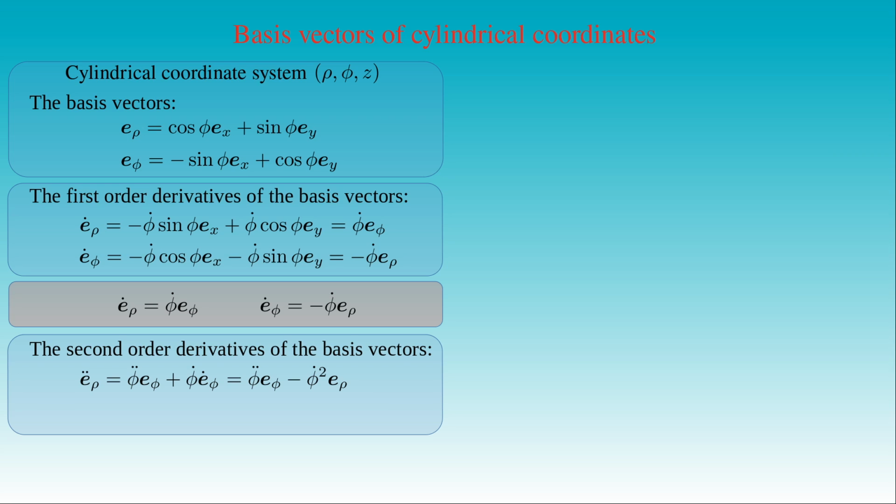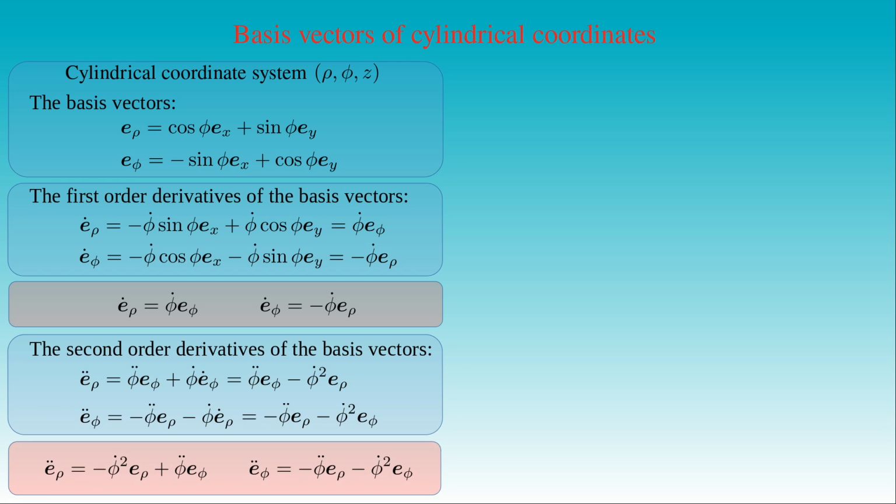The second-order derivative of the basis vector e phi is equal to minus phi double dot times e rho, minus phi dot times e rho dot. Here we can also replace the derivative of the basis vector e rho in the second term with phi dot times e phi. Then the second term can be written as minus phi dot squared times the basis vector e phi. As a result, we could also express the second-order parametric derivatives of the basis vectors as linear combinations of the basis vectors themselves. In fact, the second-order derivatives are not necessarily needed to describe the acceleration in cylindrical coordinates, but we present their derivations here for the sake of completeness.